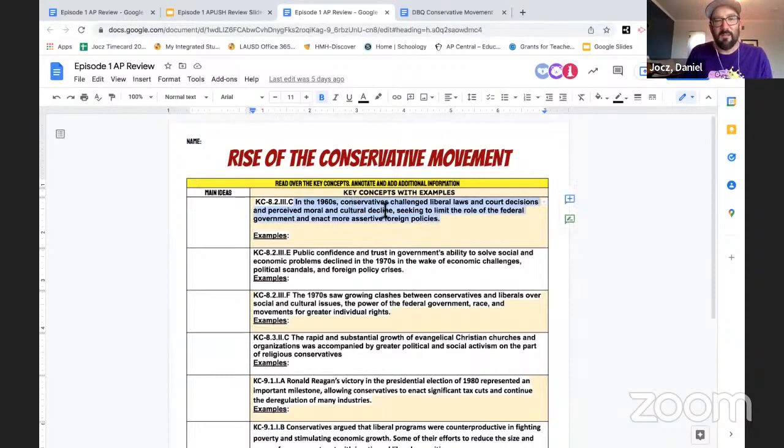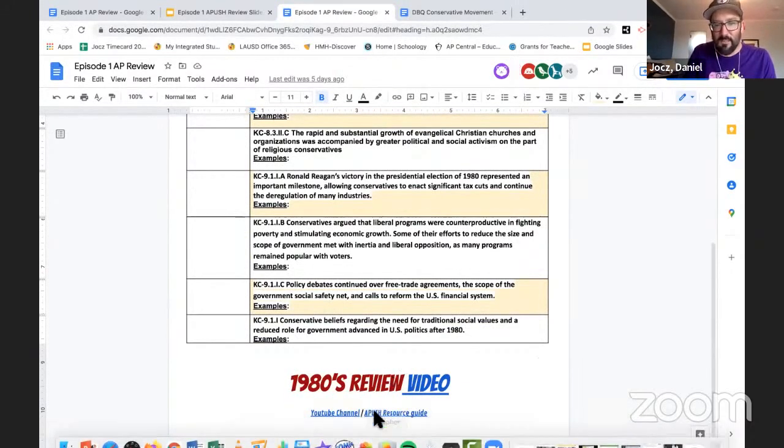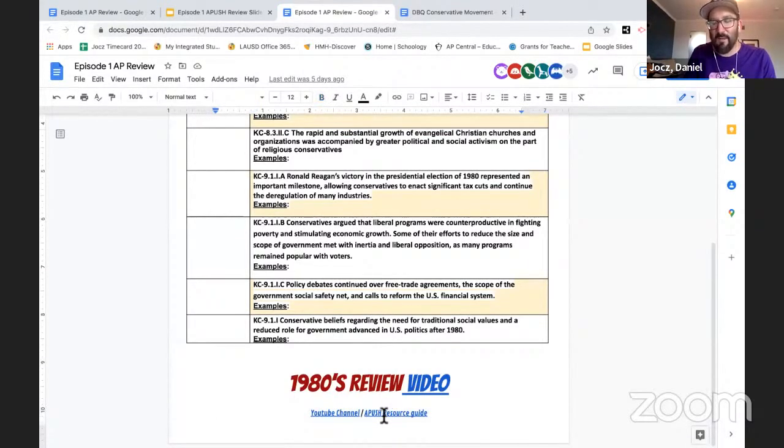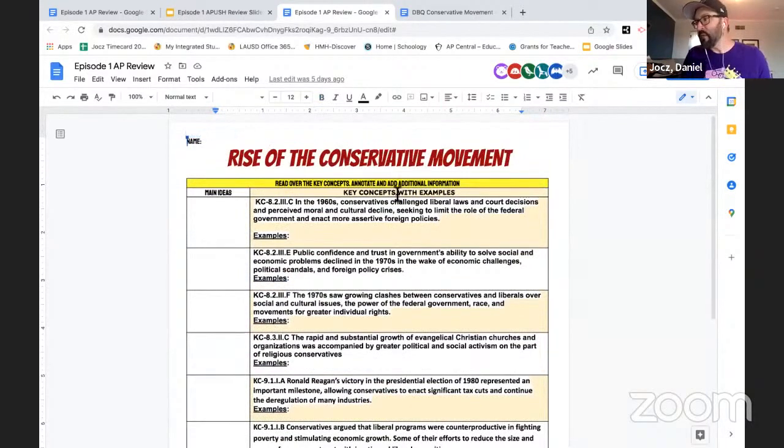In the 1960s, conservatives challenged liberal laws and court decisions and perceived moral and cultural decline, seeking to limit the role of the federal government and enact more assertive foreign policies. We ain't gonna have the time to do this today, but in the resources at the bottom, you can click the link here. If you click this right here, we have the key concept graphics for every period, and we have the notes also available. And so if I'm you, I jot down some ideas.